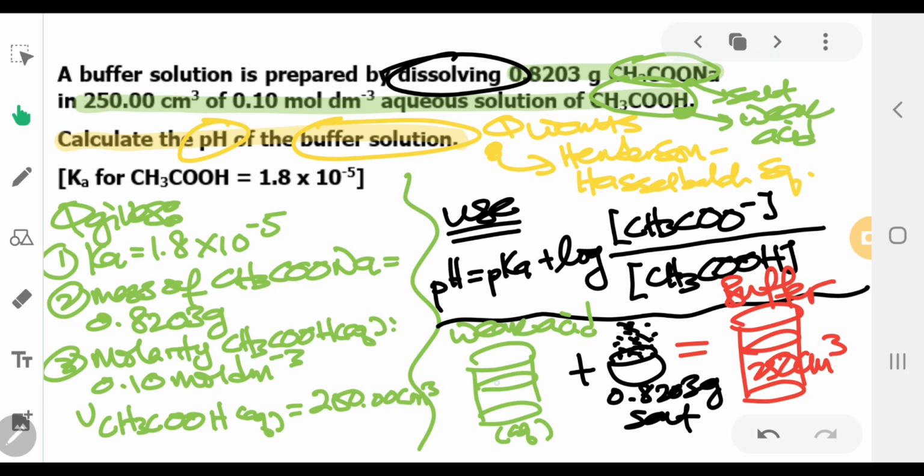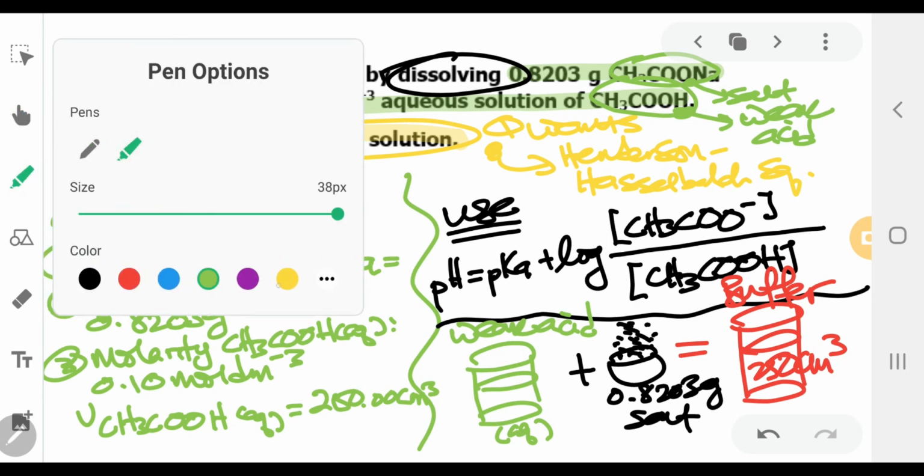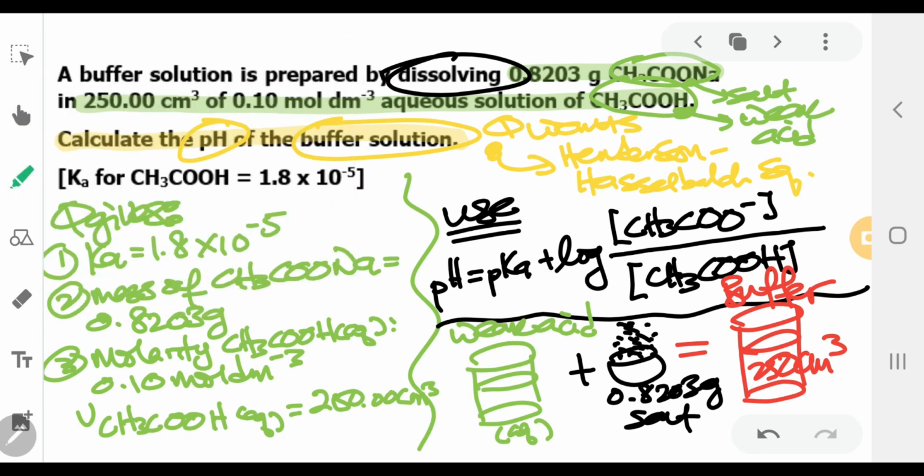Right, now, next what we're going to be thinking about is how we want to think about getting the number of mole from there. Okay, we want to find the mole.